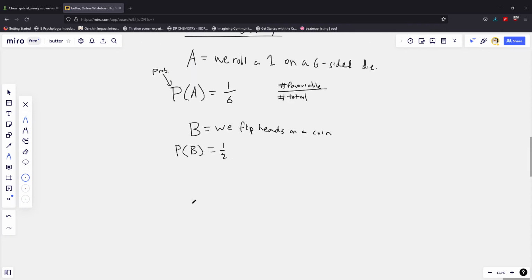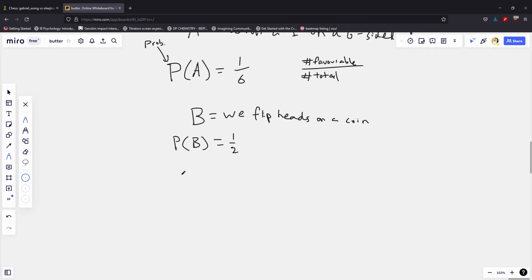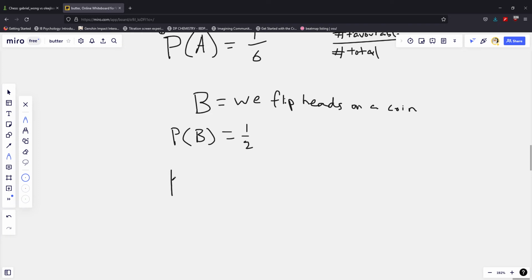Now, what if I wanted to find the probability that first I roll my dice and I get a 1, and then second, I flip my coin and get a heads? How do I express this in probability notation? To do this, we use the intersection symbol. I'm going to write it out first. This is the intersection symbol. It's kind of like a lowercase n, but without the little stem. We're going to put A on this side and B on this side.